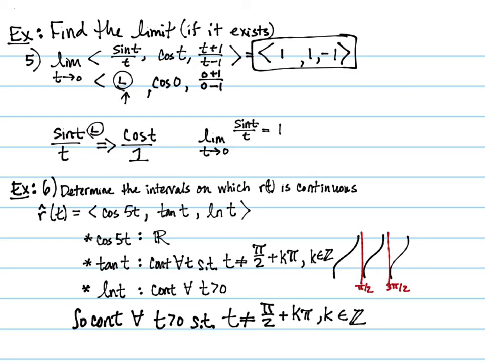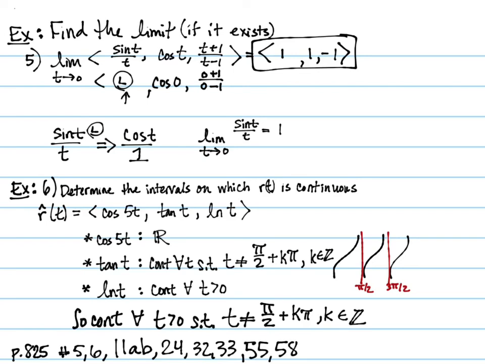We are on page 825, numbers 5, 6, 11A, B, just those 2 parts there, 24, 32, 33, 55, 58, 66, 69, 72, and 75.